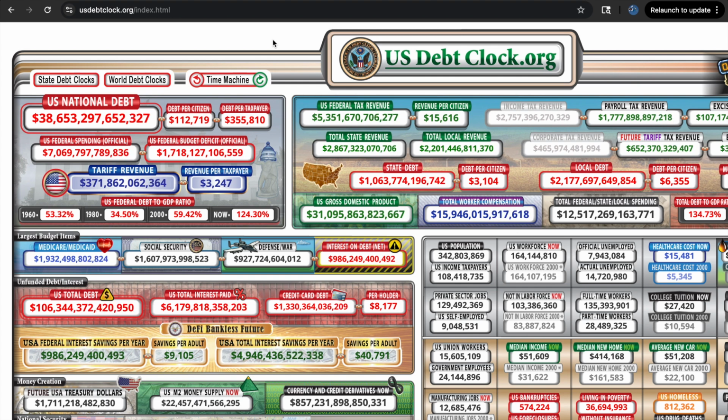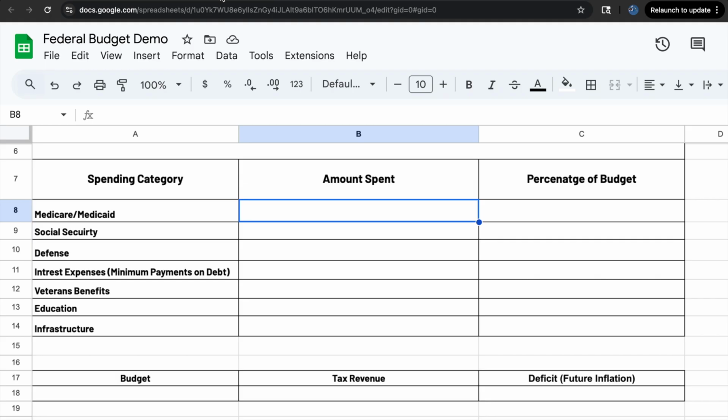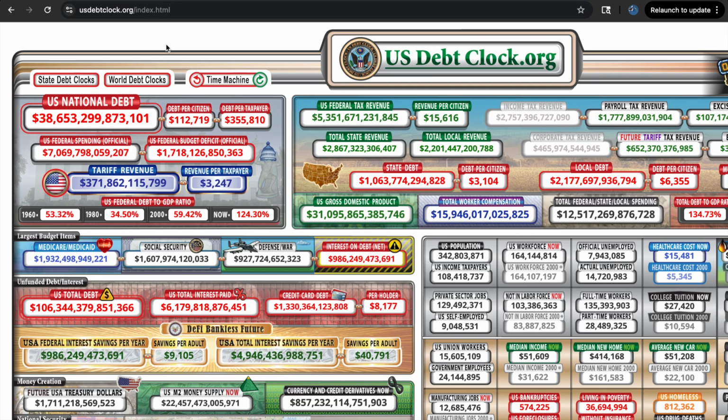Okay, the first step is to navigate to a website called usdebtclock.org. This website provides so much helpful information and insight into the financial status of the US government. The second step is to build an Excel sheet or Google sheet where you can input some of the information and calculate a couple things. Let's get started. First, let's go over a couple metrics to understand.